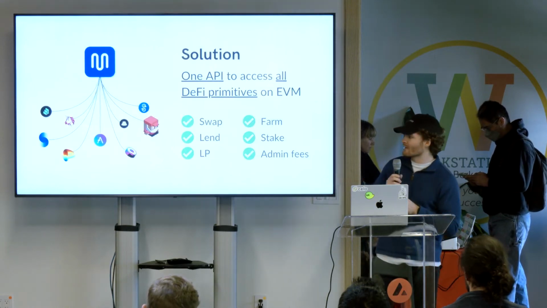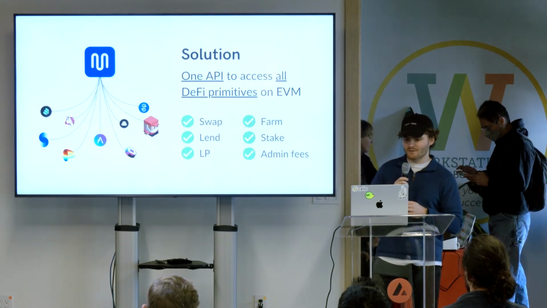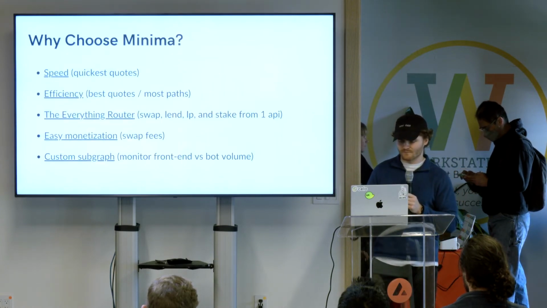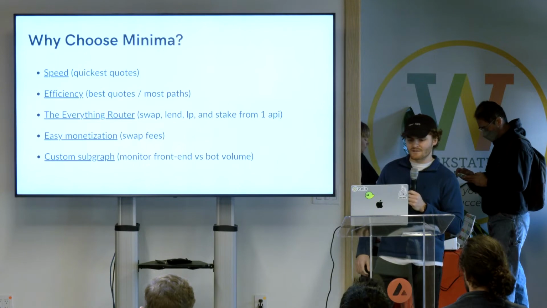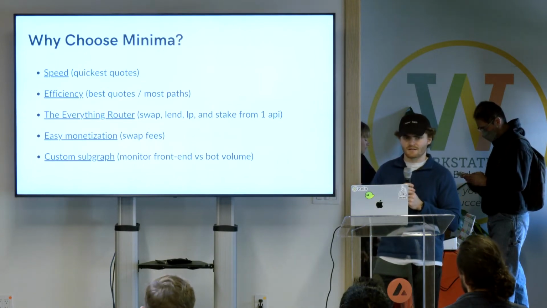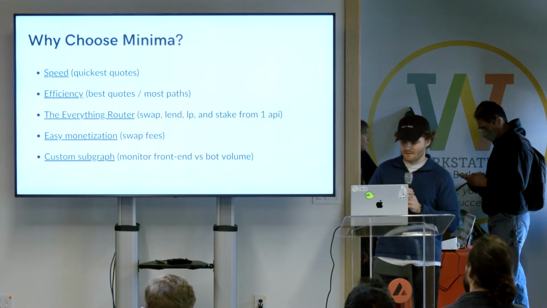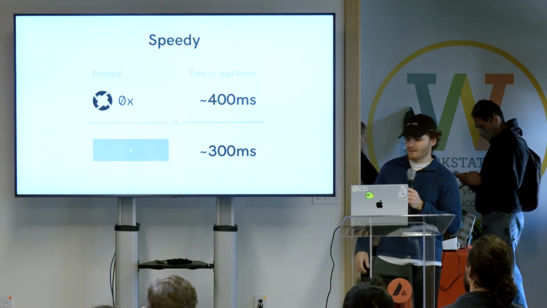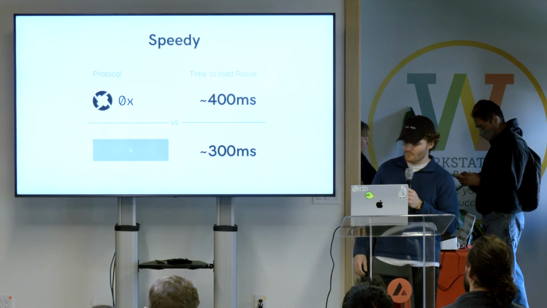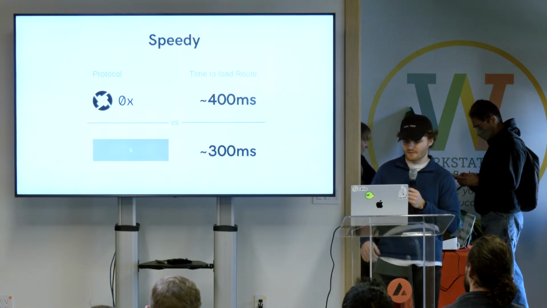At Node, we have a convenient API for this called Minima, and it basically bundles all this together in single transactions. And Minima is fast, efficient. It's the everything router because it bundles swapping, deposits, withdrawals, liquid staking, et cetera, et cetera. Our latency is pretty low, consistently under 300 milliseconds.